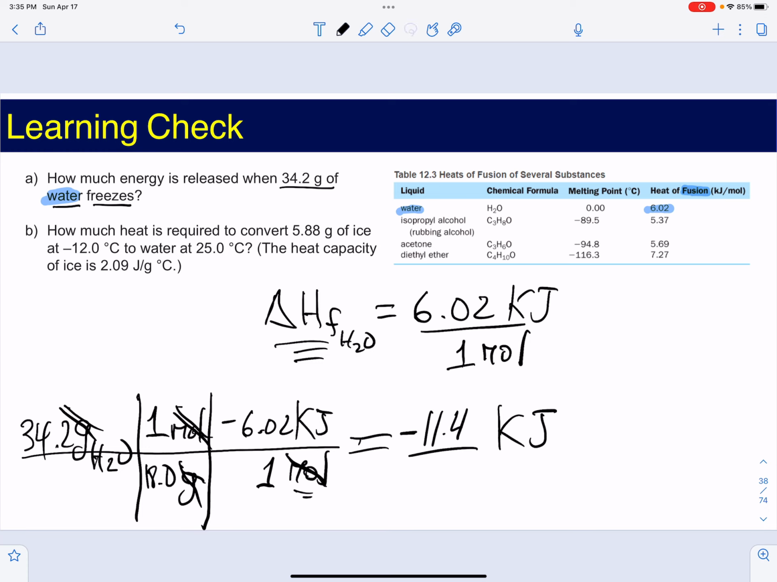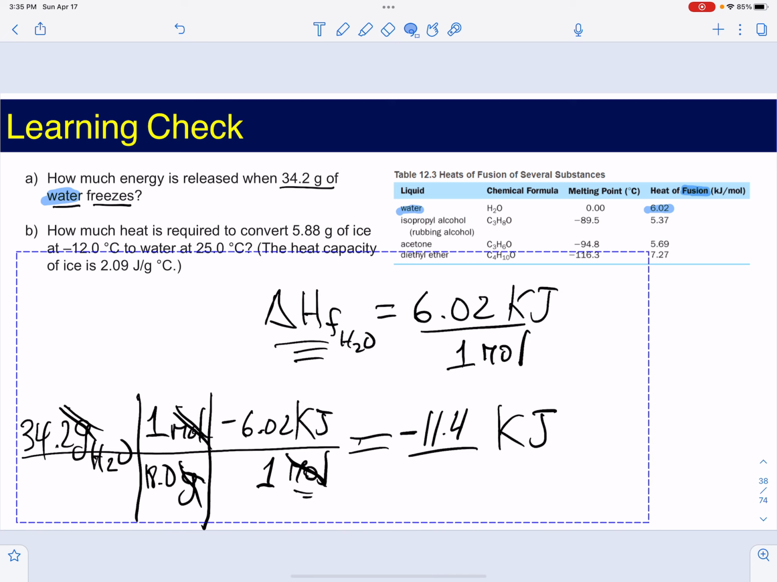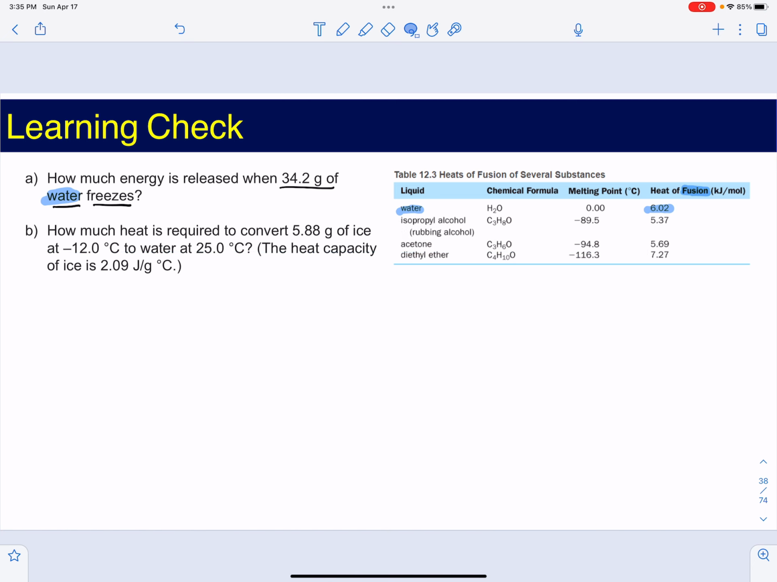What about the next problem? The next problem is a little bit more complicated. On these problems, the question is how much heat is required. So we're going to be adding heat, so that's going to be an endothermic process. The first one, because energy was released, was an exothermic process. So how much heat is required to convert these many grams of ice, so we know that ice is a solid, right, at minus 12 degrees to water at 25.